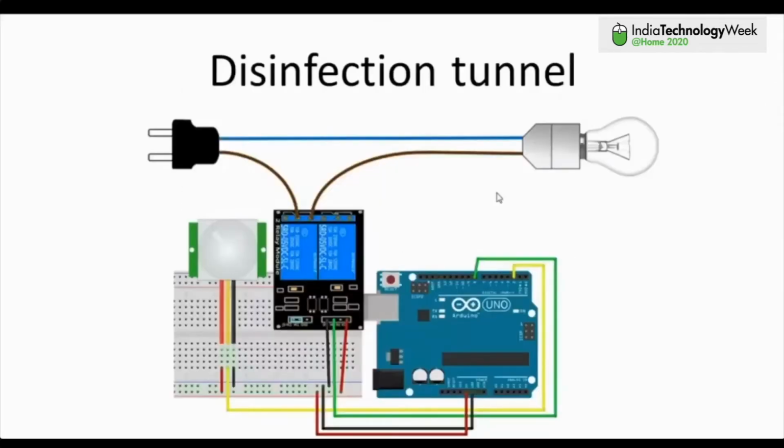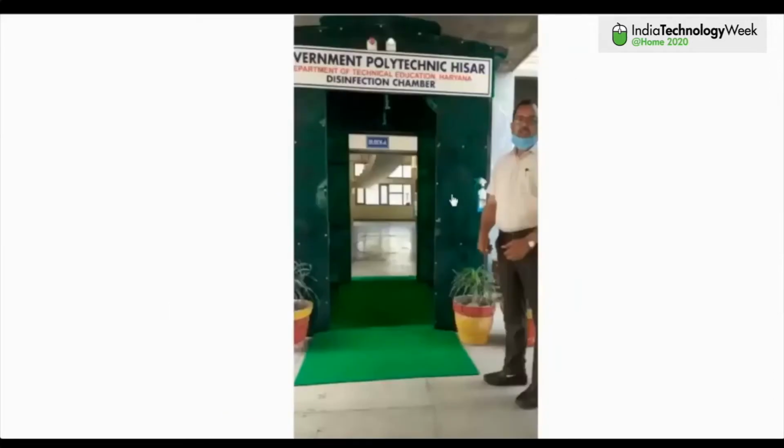Yes, this one is a disinfection tunnel, that you can build in a very simple way. Like you can use a PIR sensor and a 3 relay channel module. I have used 2 over here, and you can use a microcontroller, and you can supply it with AC 220 volt. So how it is working, I'm going to show a practical video, of the project we have implemented and deployed with one of the government polytechnic colleges in Hisar, Haryana.